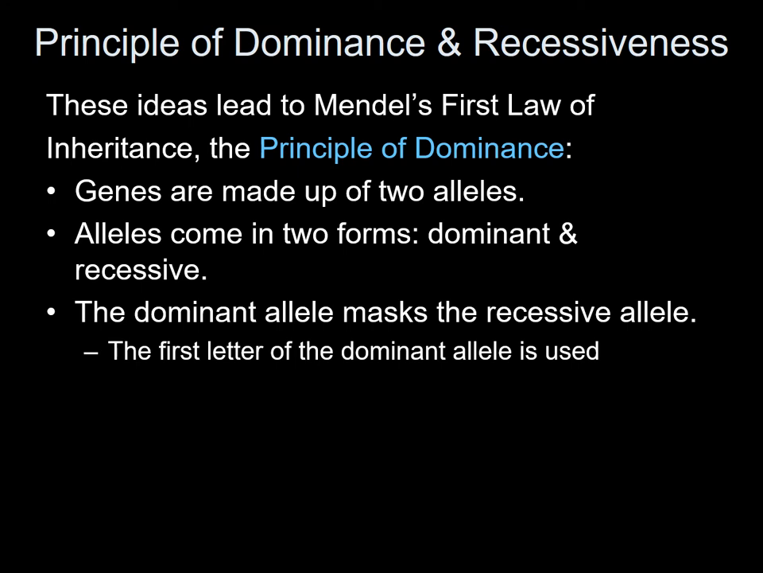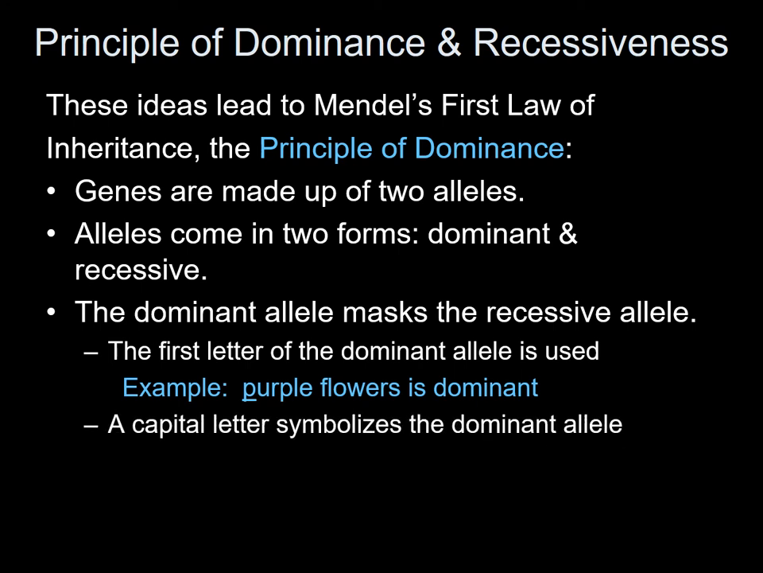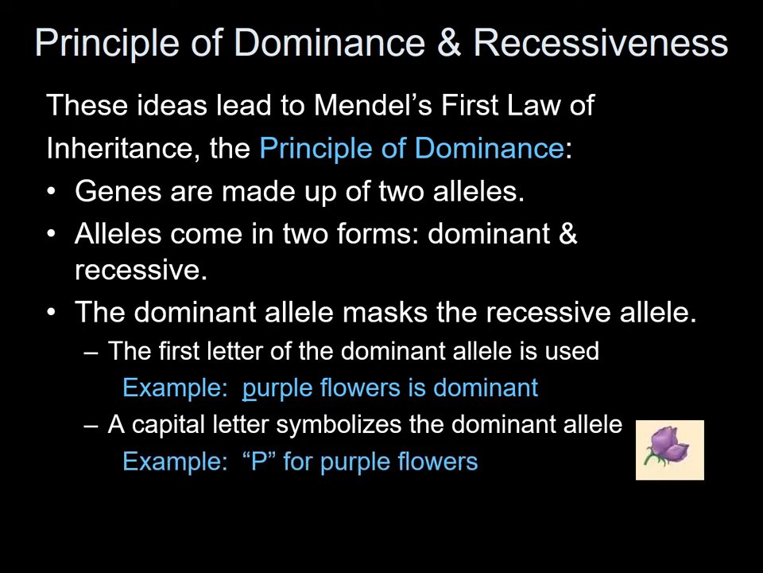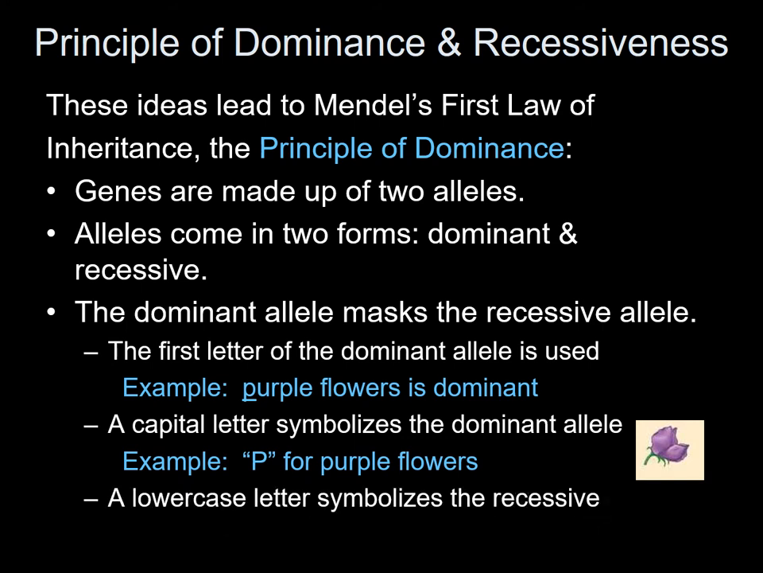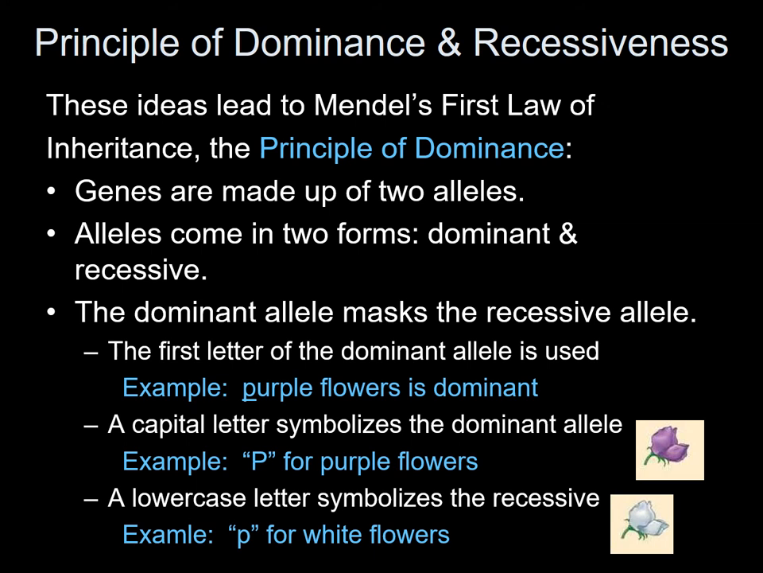He decided to use the first letter of the dominant allele. Since for flowers purple is dominant, he used P for flower color. Then he had to distinguish between dominant and recessive, so he used a capital letter to symbolize the dominant allele and a lowercase letter to symbolize the recessive allele. So uppercase P for purple flowers, lowercase p for white flowers.